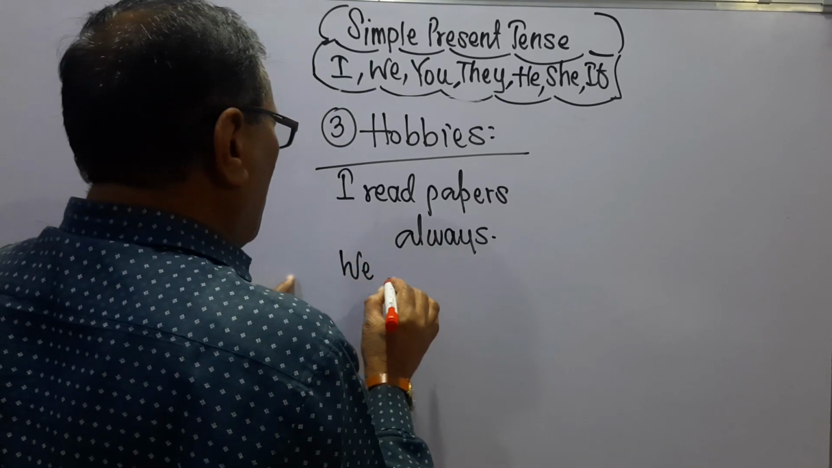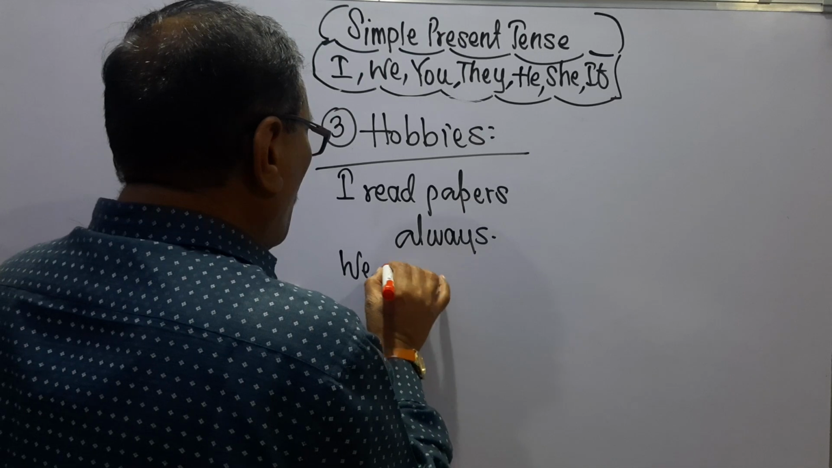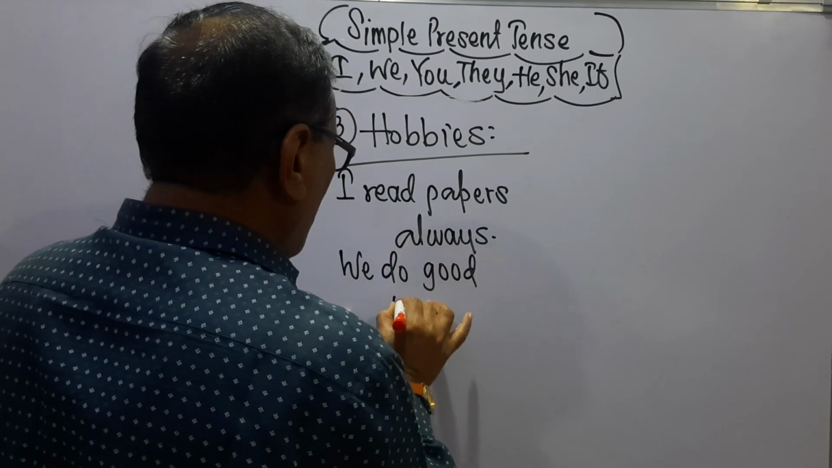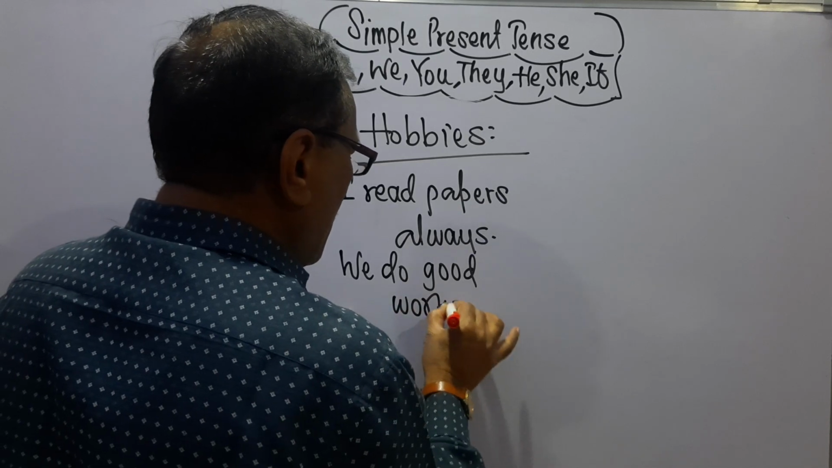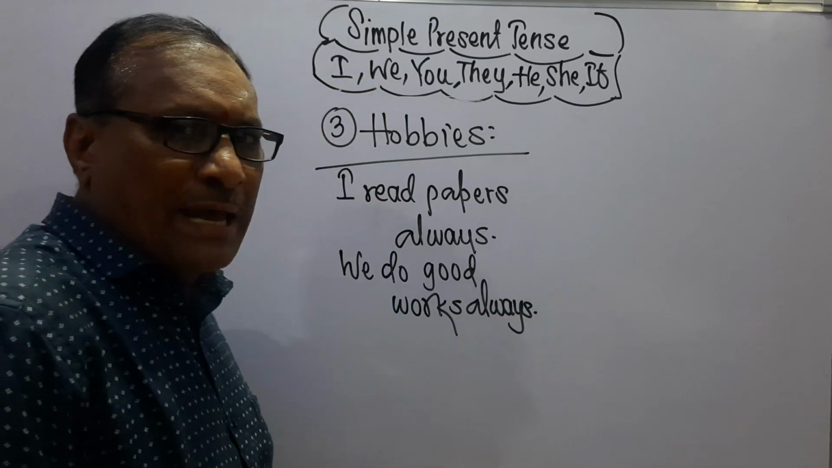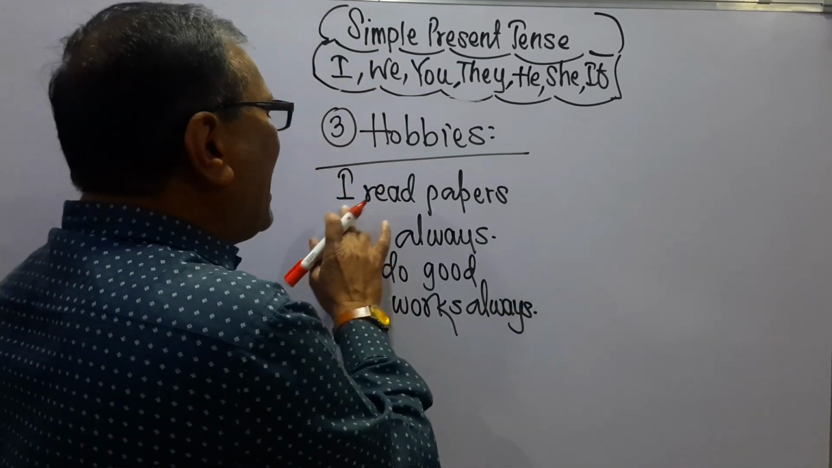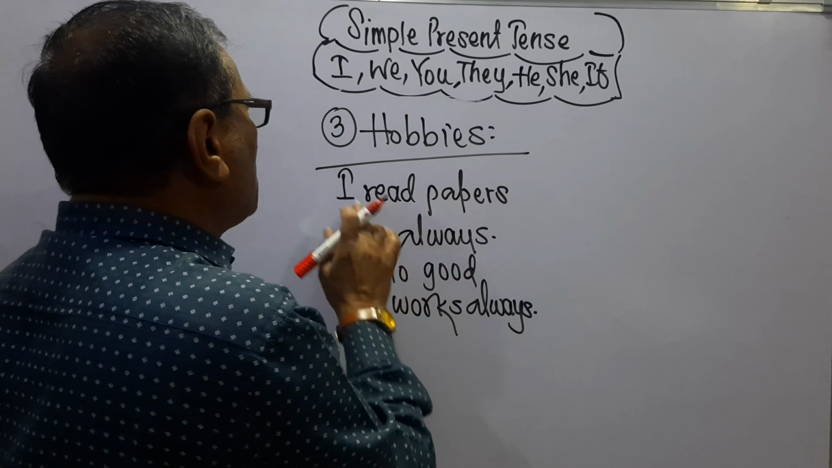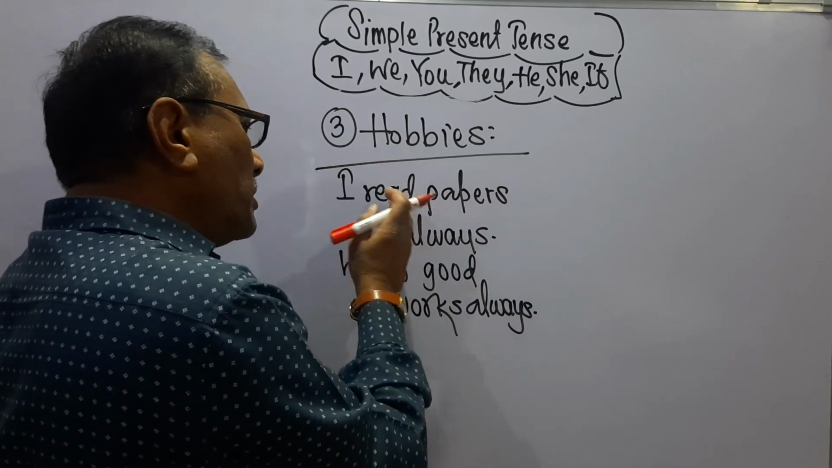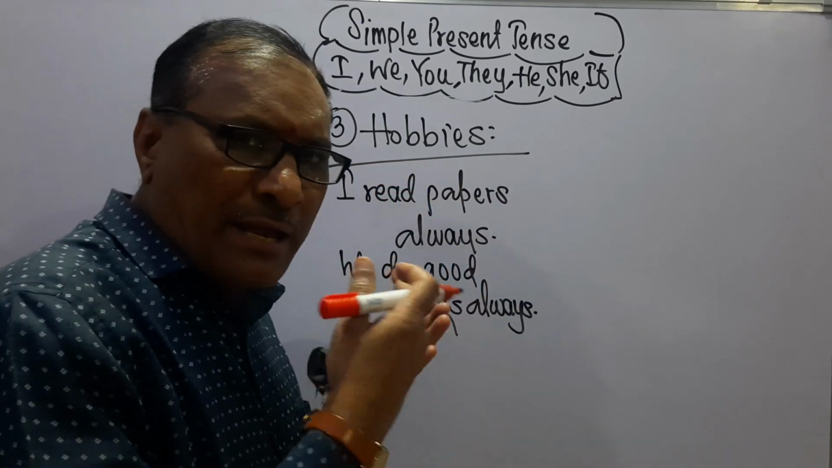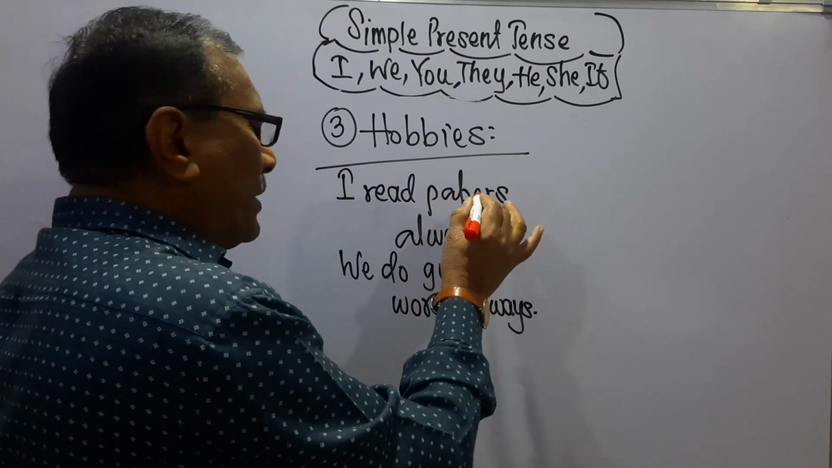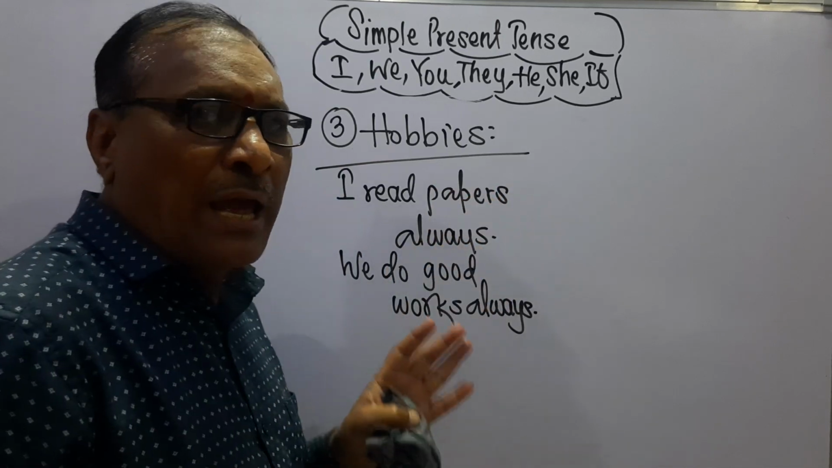We do good works always. So remember, these are the two hobbies which I have given you here. I read papers always: I is the subject, and read means I do the action of reading. What do I read? The papers. So this is the object, and always is the extra word.